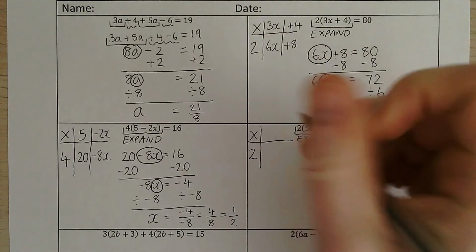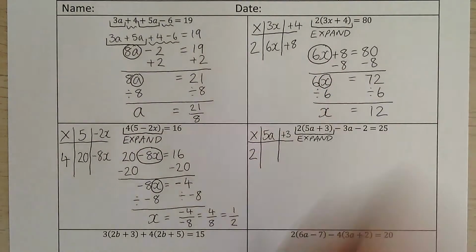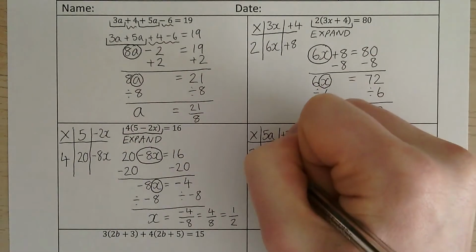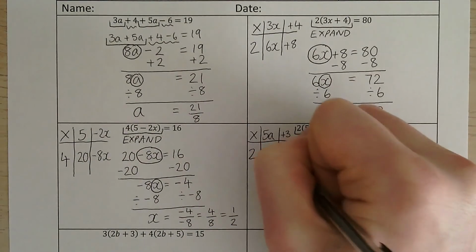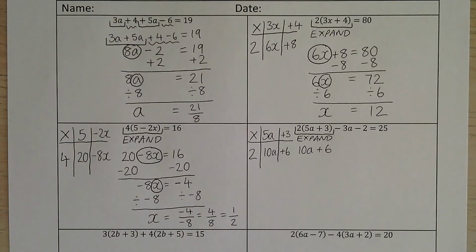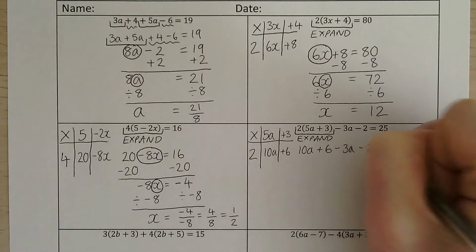2 will go on the left, and 5a plus 3 will go across the top. 2 times 5a is 10a, and 2 times positive 3 is positive 6. So we'll write those terms underneath the bracket and drop all of the other terms that have not been used down.